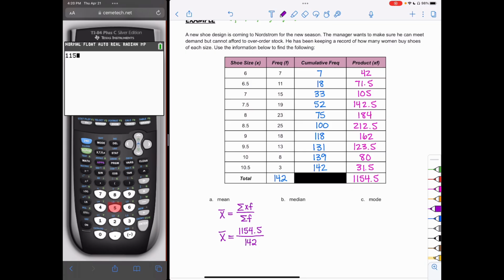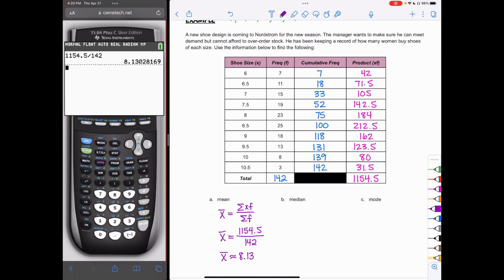So once I have that, I will end up getting that my mean is approximately 8.13 in 3 sig figs. Next, I want to find my median.